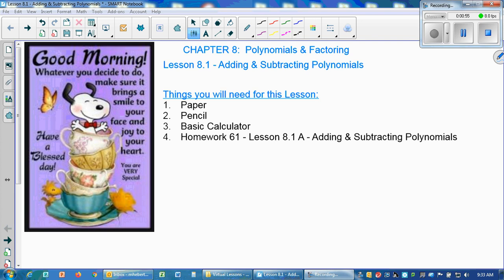A basic calculator for today, and if you don't have one, you can use one on your cell phone or from your computer/laptop. You will also need the end of the lesson, homework 61, which is lesson 8.1a, adding and subtracting polynomials, and this will be located in the yellow folder that you will pick up from the school. So we're going to go ahead and we are going to get started.